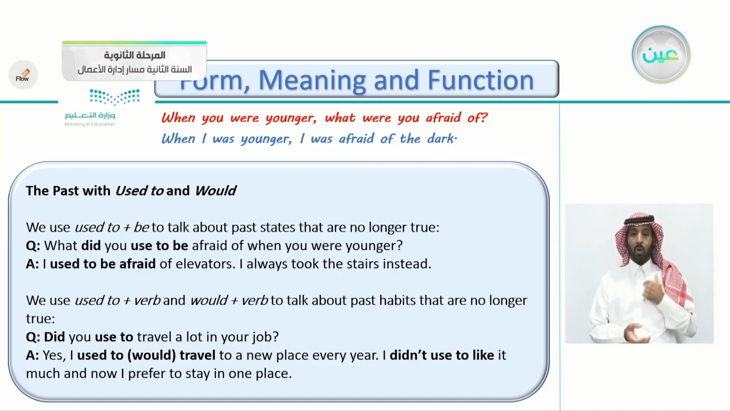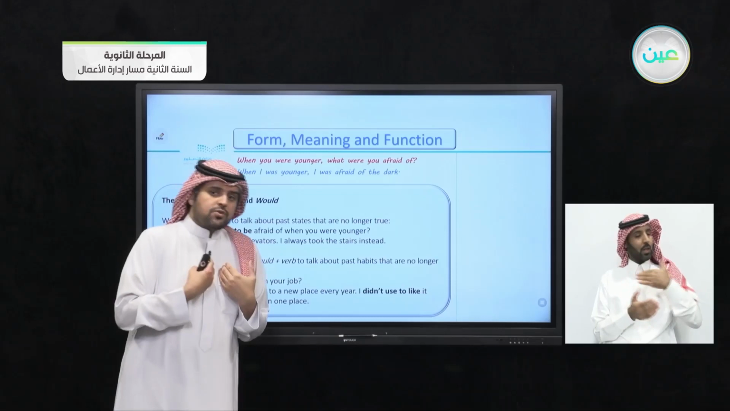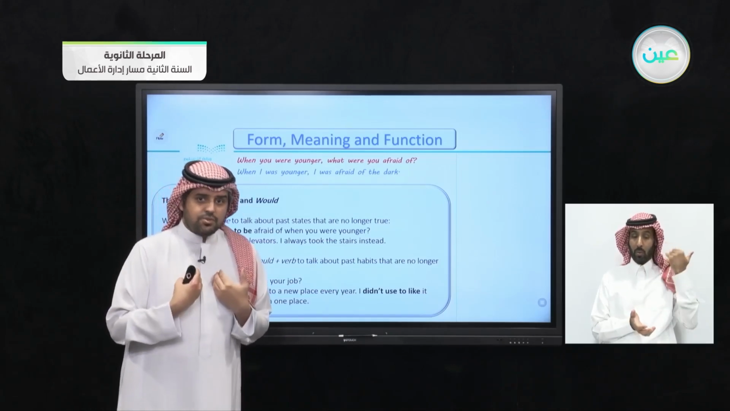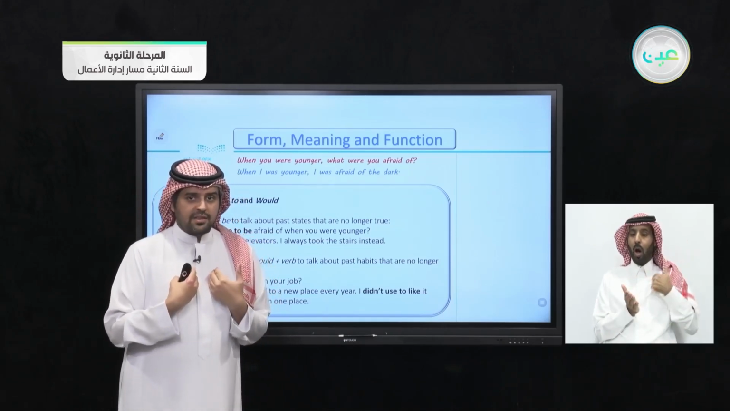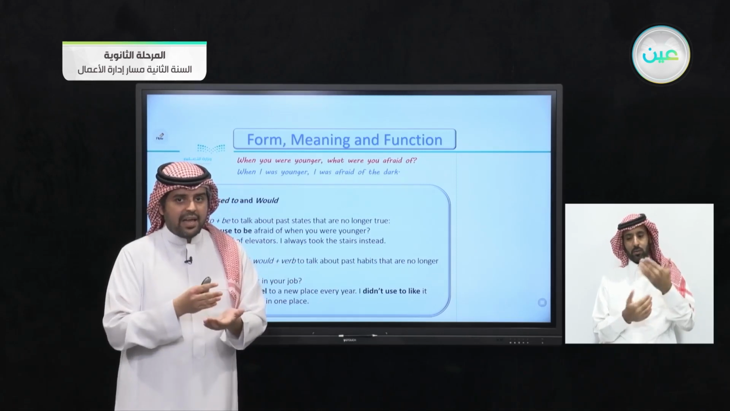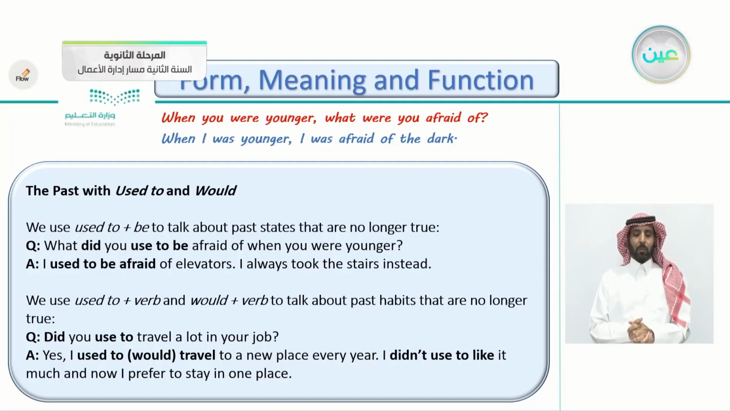We use used to be to talk about past states that are no longer true, like me being afraid of the dark, that are not happening now. Like when I said, I used to be afraid of the dark, but now I am not. For example, I used to be a student. When I say I used to be a student, but now I'm a teacher. So you use used to and be to talk about past states, things that are going on with you, not an action.